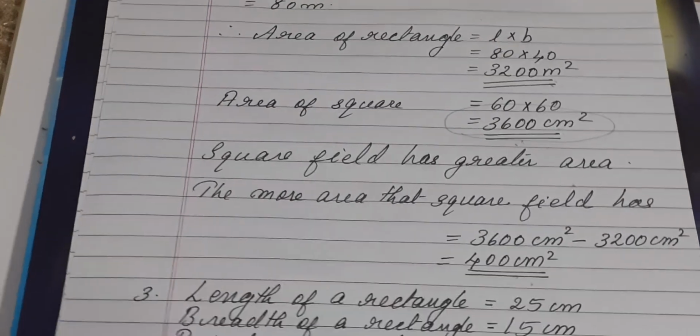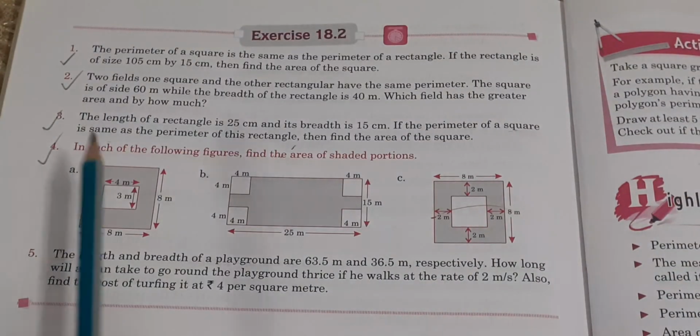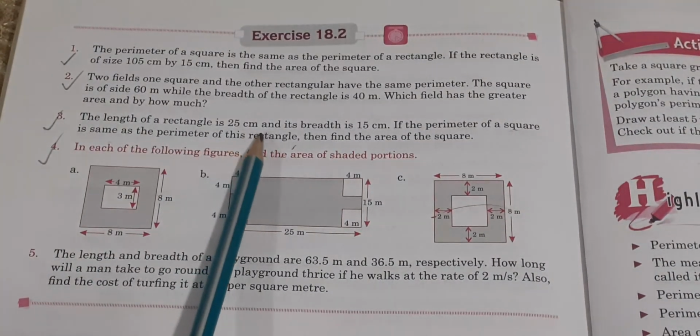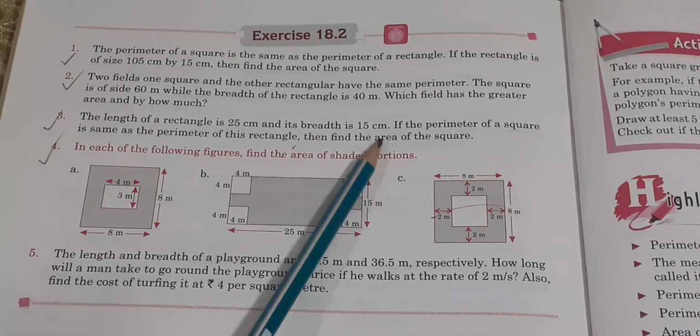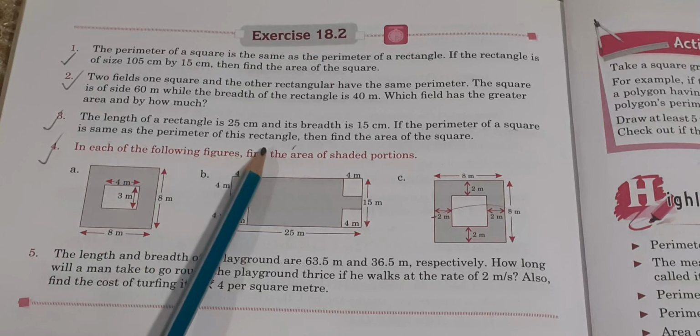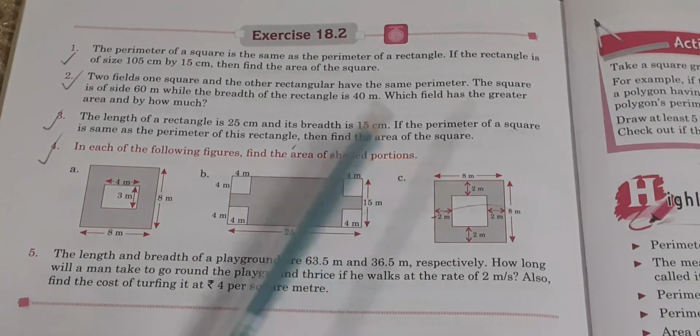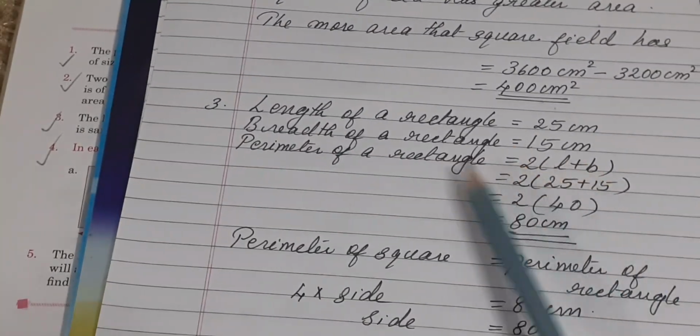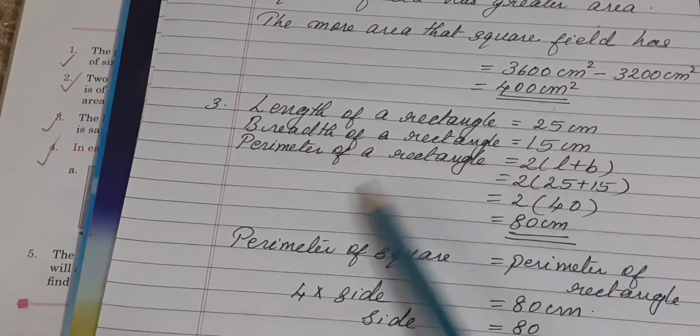Now we will move to the third question from the exercise. The length of a rectangle is 25 centimeter and breadth is 15 centimeter. If the perimeter of a square is the same as the perimeter of this rectangle, then find the area of the square.